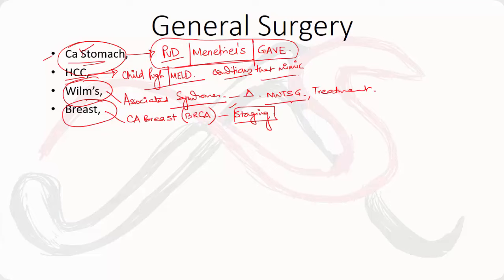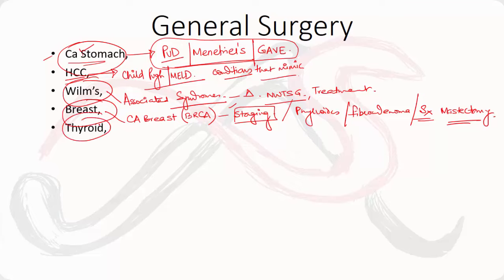Apart from this, you need to know other tumors of breast such as the phyllodes tumor. You need to know about fibroadenoma. You need to know about the surgeries that are done for CA breast, the various mastectomy procedures, and what the differences are between the various procedures. You need to know about breast conservation surgery.